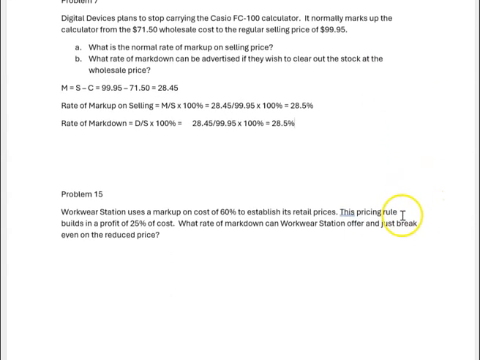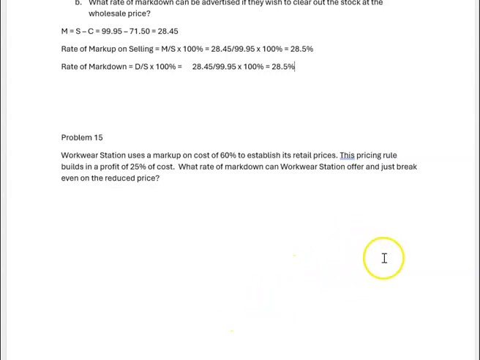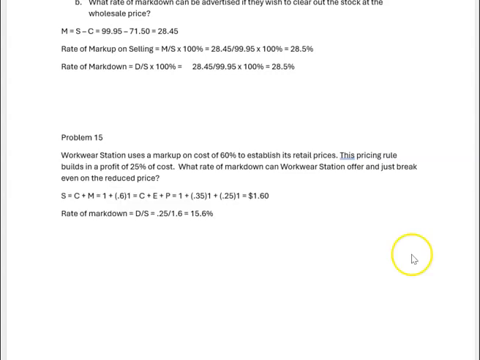Okay, so let's see if we can get problem D in before our time runs out. The Workstation uses a markup on cost of 60% to establish its retail price. This pricing rule builds in a profit of 25% of cost. What rate of markdown can Workstation offer and just break even on the reduced price? Okay, so problem 15 is a little bit of a tricky one. For starters, it's not telling us what the actual cost is. So where do we start?